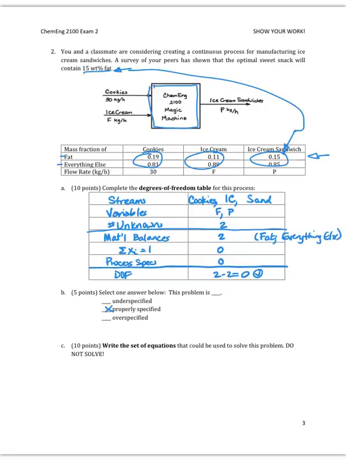So if you want to write your system of equations that could be solved, I really only need 2 equations. I could do the total mass, which is feed in is 30 plus F, output is P. There's no accumulation, so that's equal to 0. Or I could say 30 plus F equals P. And then I can do a fat balance, which is 19% of 30 plus 11% of F will equal 15% of P.